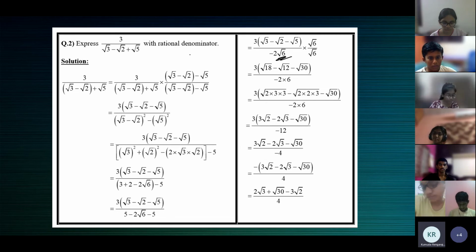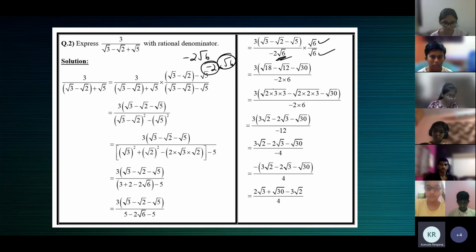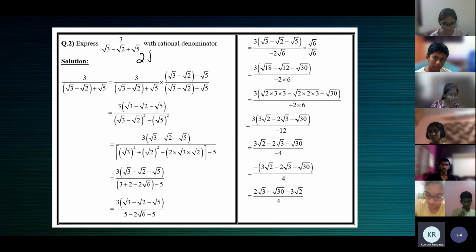And you know that minus 2 and root 6 are separable. You can write minus 2 separately and root 6 separately. So it's enough if you multiply and divide by root 6. You don't have to multiply and divide by 2 root 6. Because when it's multiplication, the rational factor and irrational factor are separable.